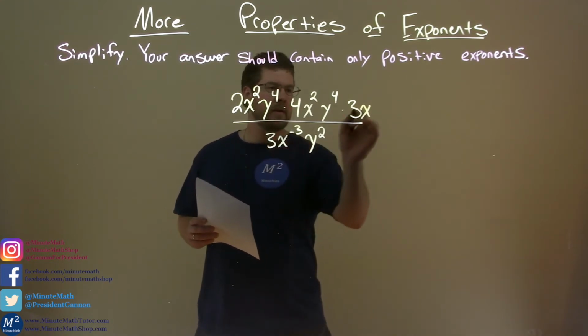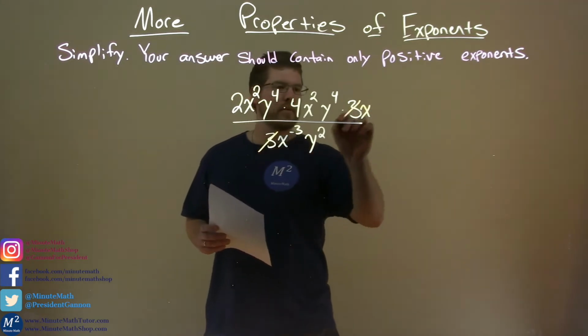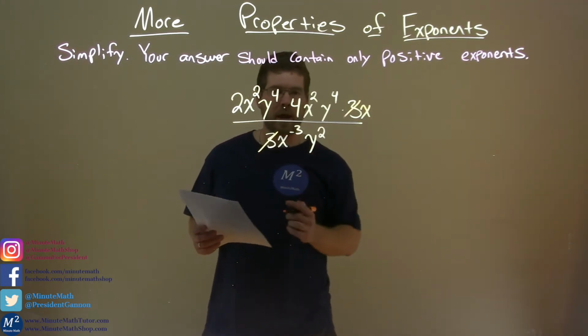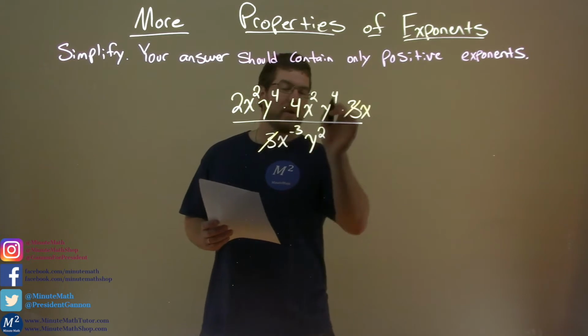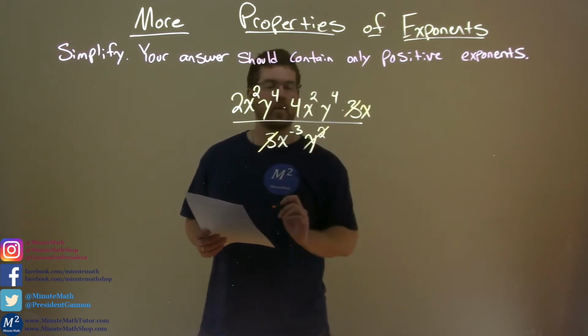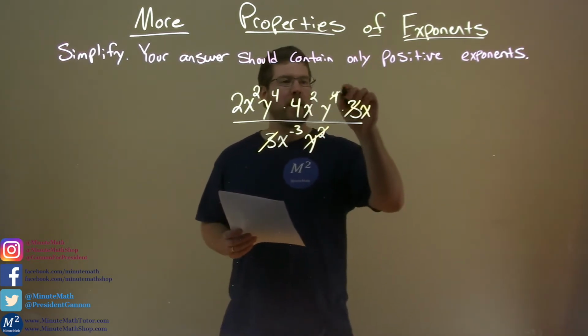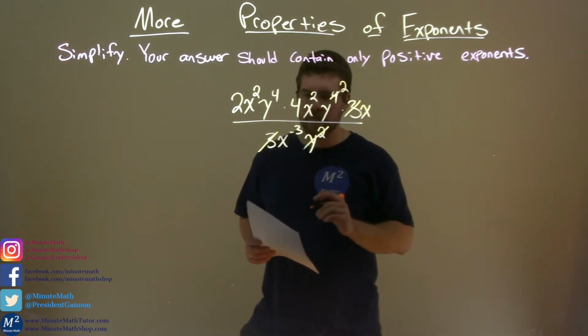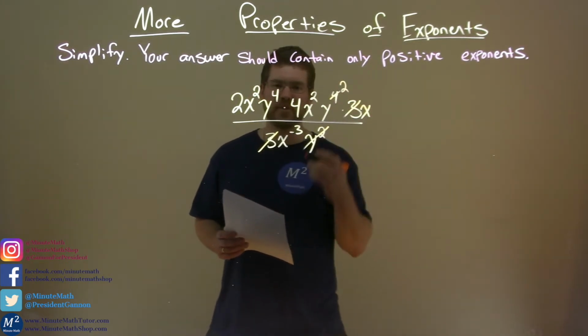This 3 in the denominator and this 3 up here can cancel. Right? They cancel each other out. We have a y squared here, but we have a y to the fourth up there. So y squared down here goes away. This fourth power becomes a second power, right? We subtract them. 4 minus 2 is 2.